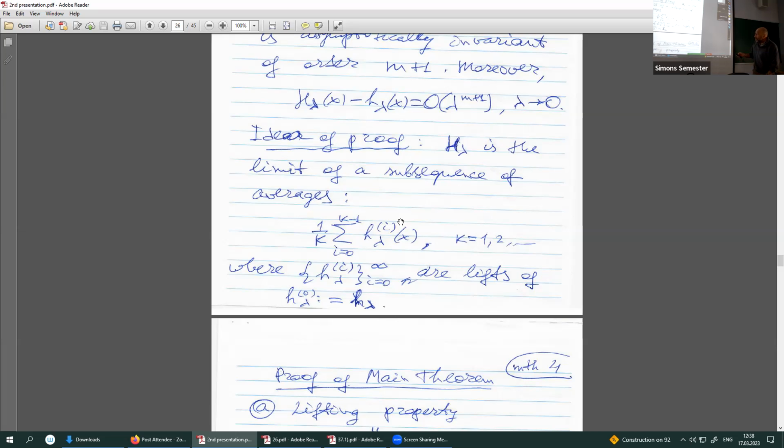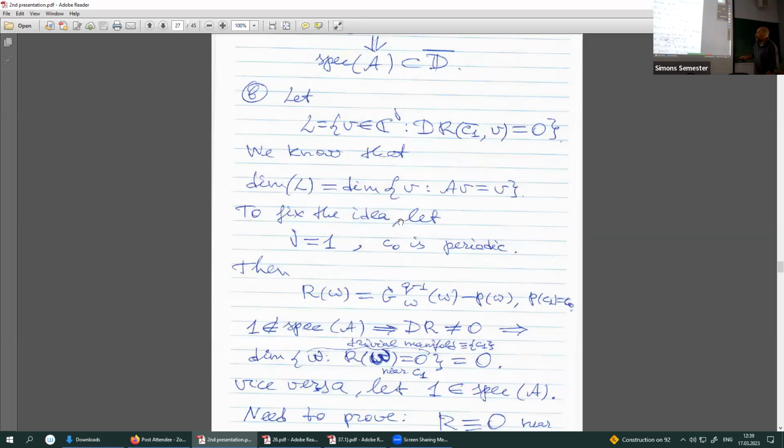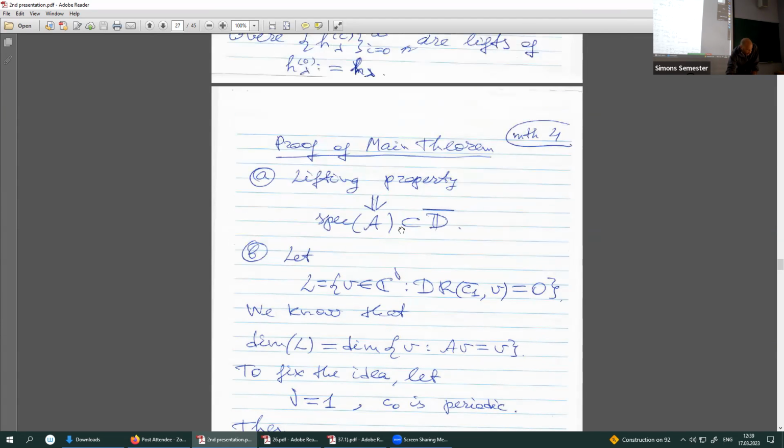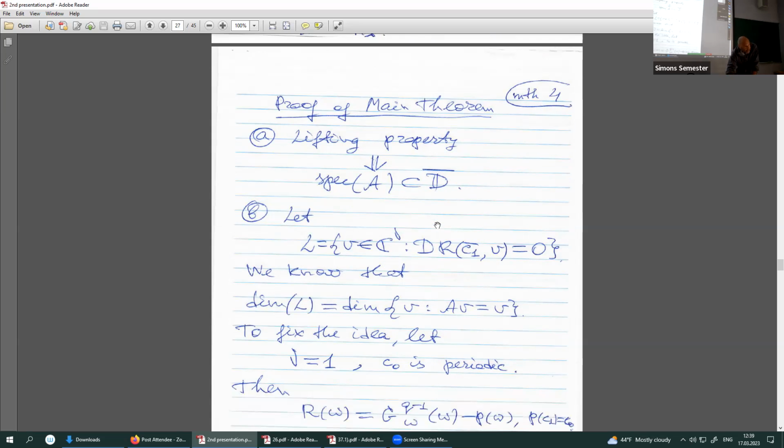So, well, there is some proof of that. But that's the main point. Here, consider averages and limit point, limit function. Now, about the proof of the theorem based on this. Let me, okay, first of all, if the lifted property calls that the spectrum is in the closed unit disk, we already know this. Could you please remind what is the main theorem?